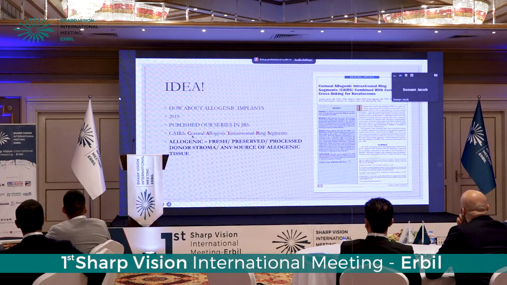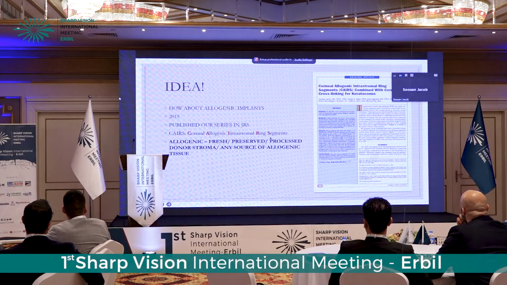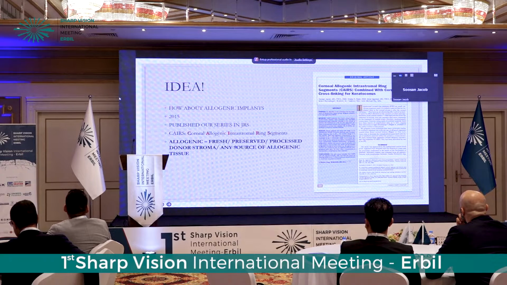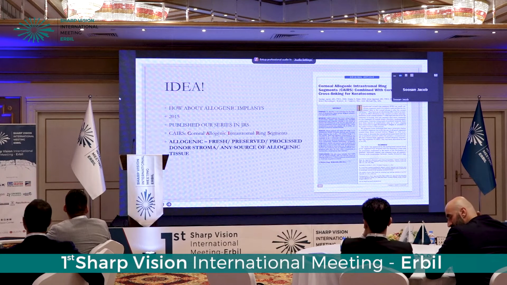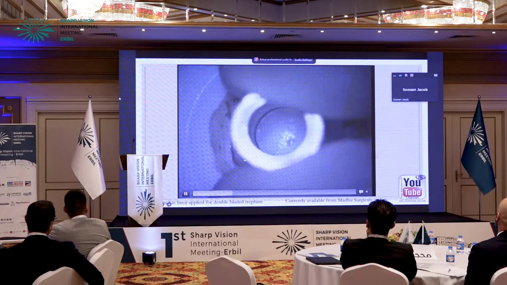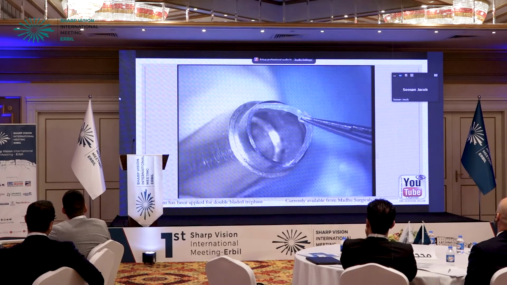The technique, as I said, I coined the term corneal allogenic intrastromal ring segments. The term allogenic can be used to refer to any kind of allogenic tissue. It could be fresh allogenic tissue, preserved, processed, donor stroma, or basically any other source of allogenic tissue. So this is how we started off. We used the corneal stroma as our source of allogenic tissue.